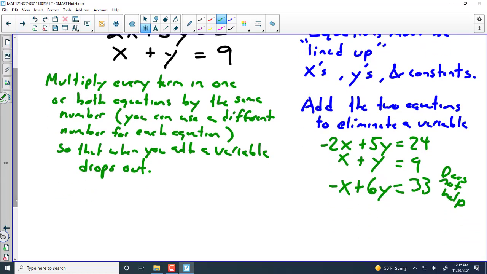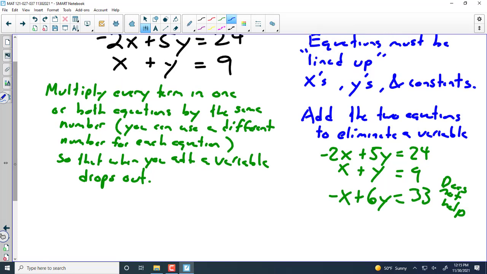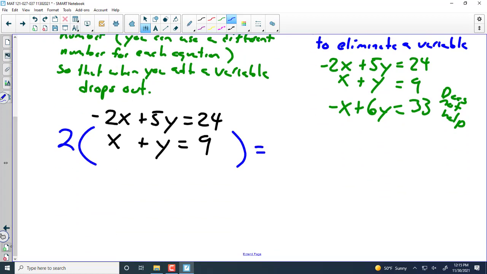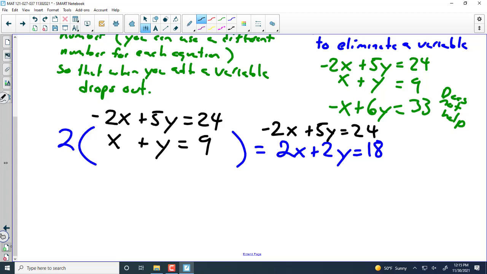So what you will notice for this one, everyone, is if you take the second equation and you multiply the second equation by 2, then when you add them together, the x's will go away. But you have to make sure you multiply every term by 2. Then you add them together.